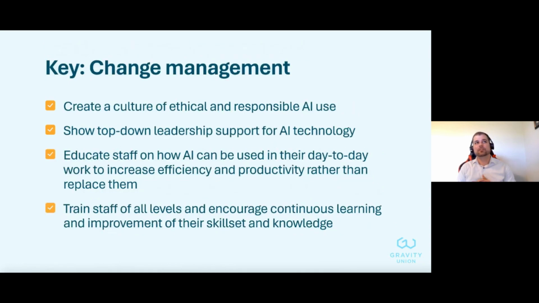So a key in all of this is going to be your change management, as it is with anything, right? So essentially, everyone needs to start looking at creating a culture of ethical and responsible AI use. If you can't stop AI, if you're unable to block it, which likely you're going to be, then you need to start building that culture around how to responsibly and ethically use AI.